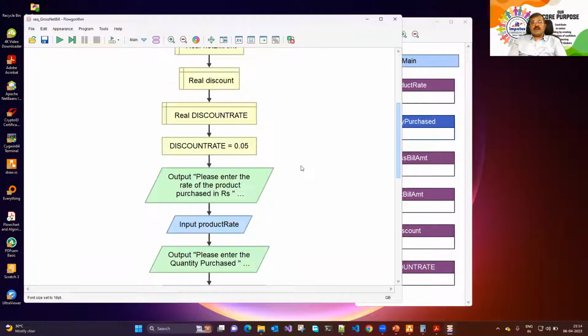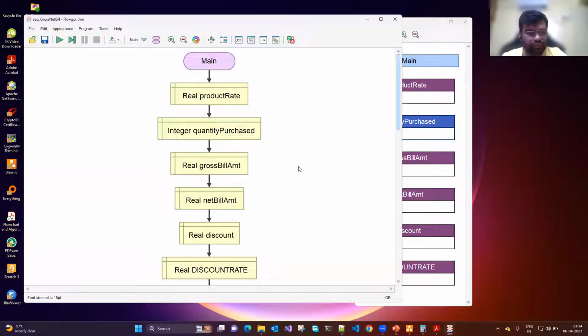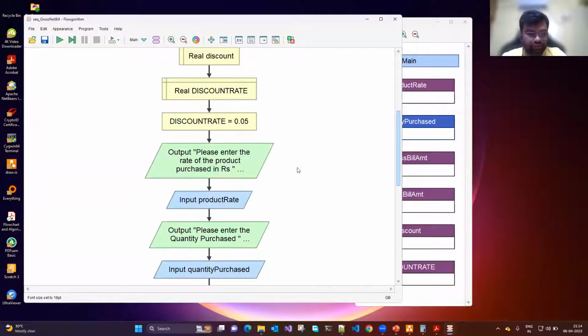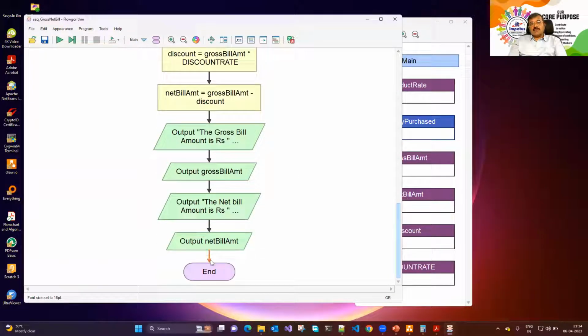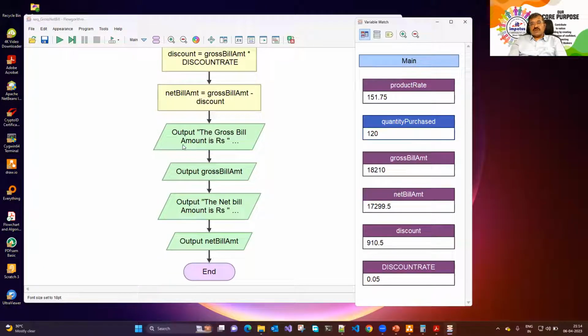Yes or no? But Sir, the last boxes should be input, right? You have given them as output. It should be output, no? Last. Do you want to accept the gross bill amount from the user? We have calculated it, correct? So once you have calculated it, we just want to print it, isn't it?